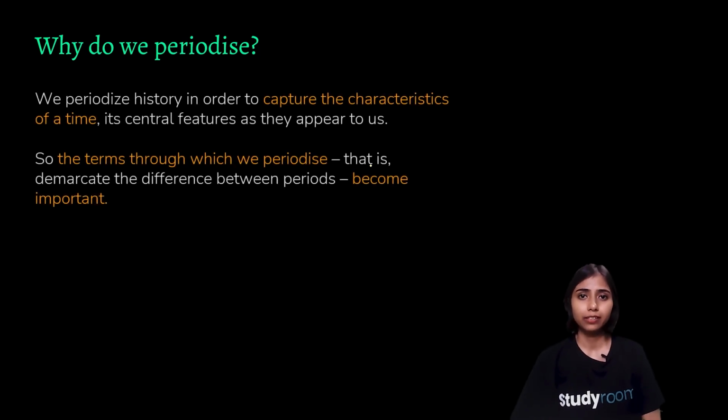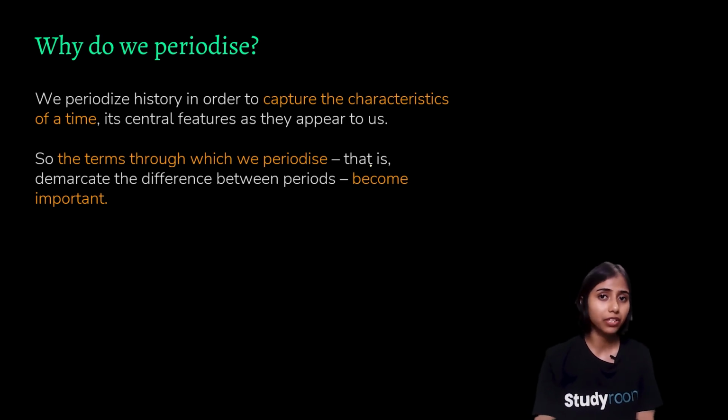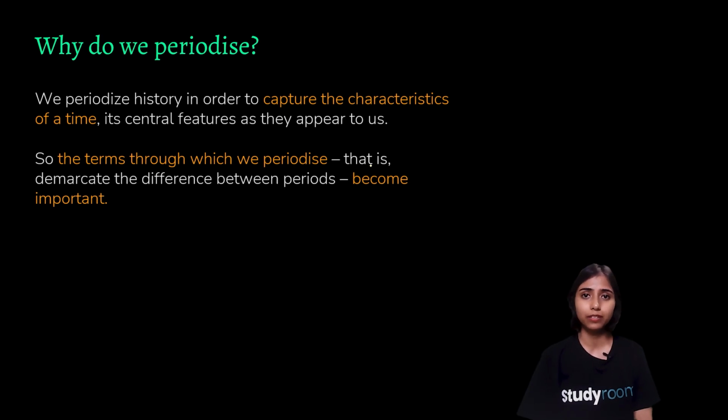Why do we periodize? Periodization of history is really very important. Like how we chapterize all the important chapters. When we study a history book, we do not read it as a novel. There is certain chapterization. There are certain events which are under a particular head, then other events which are under another head. So we periodize history in order to capture the characteristics of a time, its central features as they appear to us. Like in chemistry, we know about the characteristics of acids, bases, and salts in a chapter.